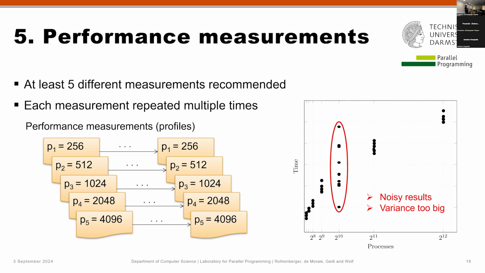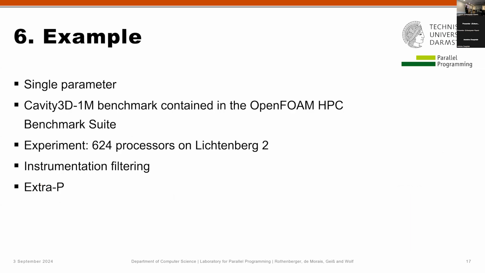not so disruptive performance. All right, so far I explained our motivations, our tool XRP, and how to collect measurements. So I'm going to give now an example so it will make it clearer what you can do with XRP. This example involves a single parameter. You are using OpenFOAM on our HPC architecture that I showed in the previous figure. Specifically, you are using the benchmark called CFD3D. You make an experiment with up to 624 processors on Lichtenberg, you perform instrumentation filtering, and you show how to interpret these results in XRP.